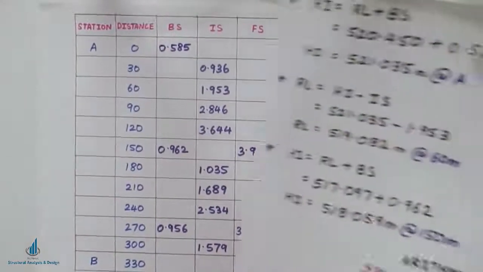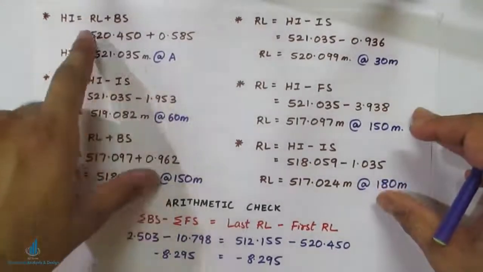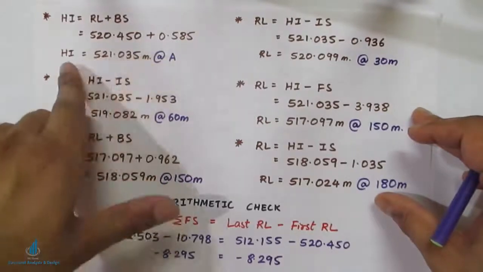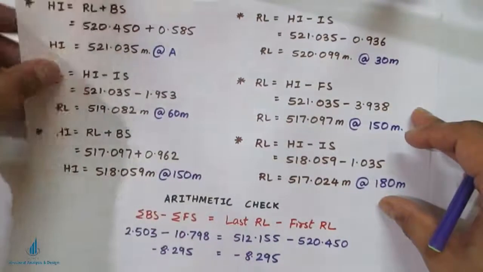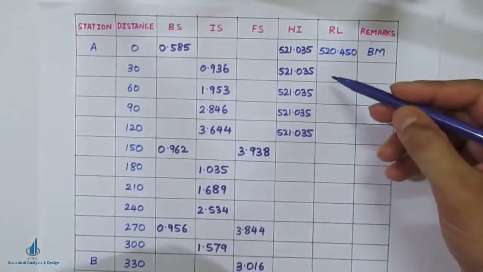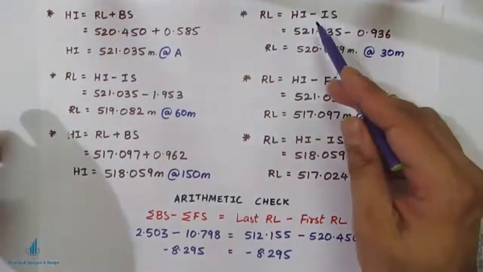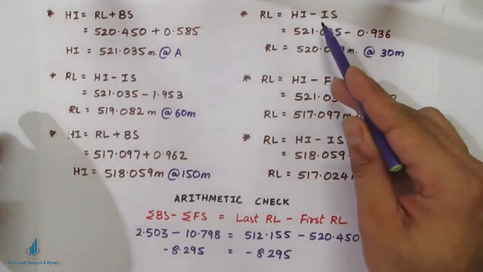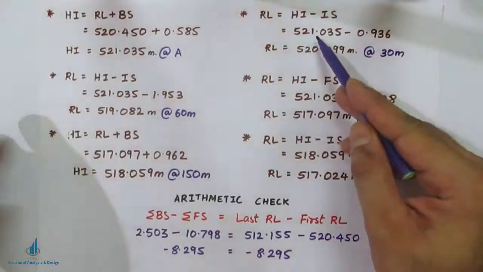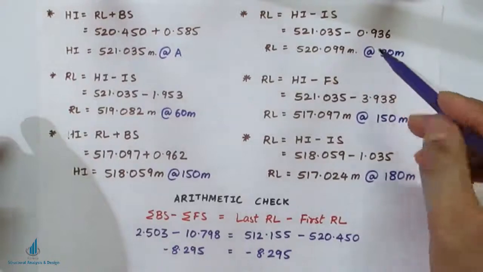Here I have mentioned. Okay, so this was at A. HI we have written 520.450 plus 0.55 the backside, so the HI will be 521.035, which we have written. Okay, so next RL, 30 meter RL, if you want to find out, what you have to do is simple thing, RL is equals to HI minus IS. So whatever IS is there in 30 meter interval, just you have to minus it from the HI. So the RL will be 520.099 meters at 30 meter interval.